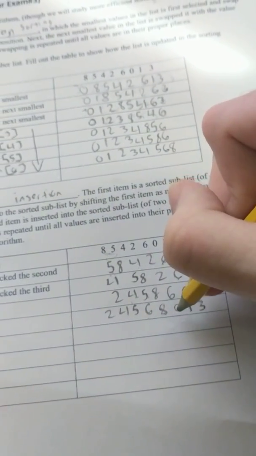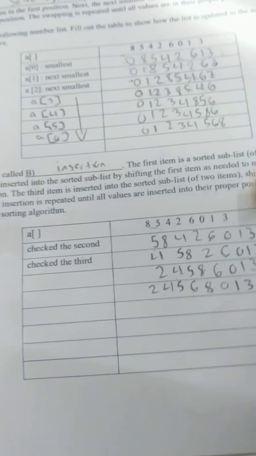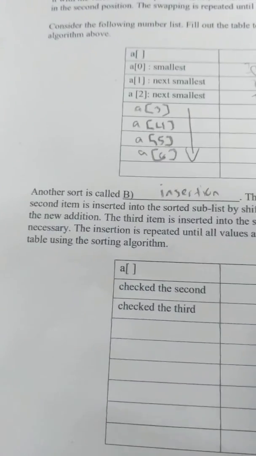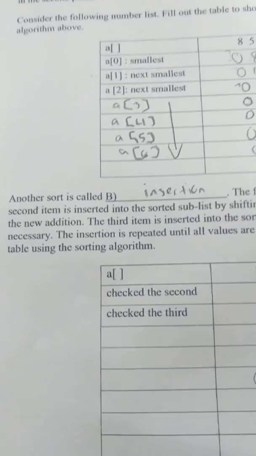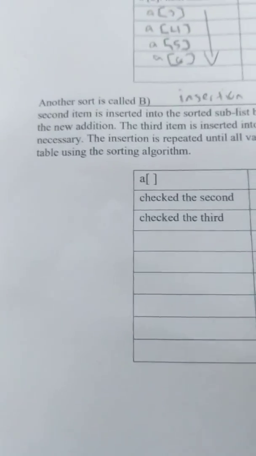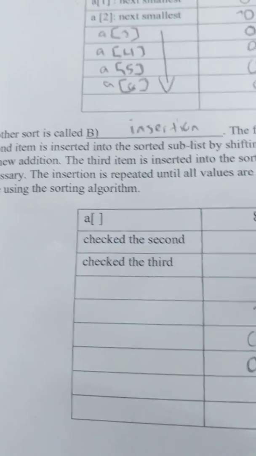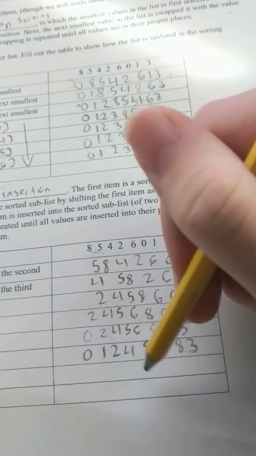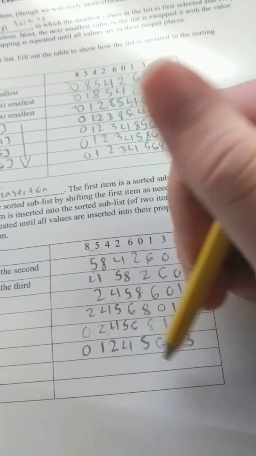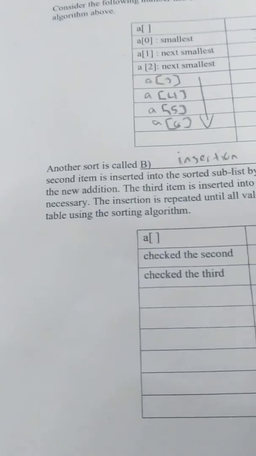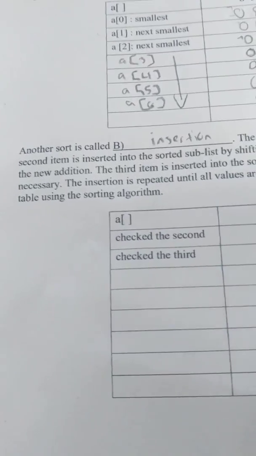Now, so on. We check the sixth position. It is less than 2. So 0, 2, 4, 5, 6, 8, 1, 3. Again, 1, not less than 0, but it is less than 2, so it moves to the second position of the array. 0, 1, 2, 4, 5, 6, 8, 3. And then finally, not less than 0, not less than 1, not less than 2, but 3 is less than 4. Therefore, it moves to the fourth position.